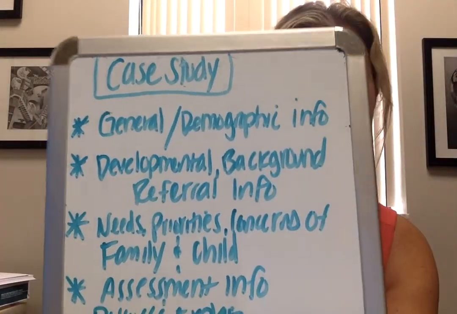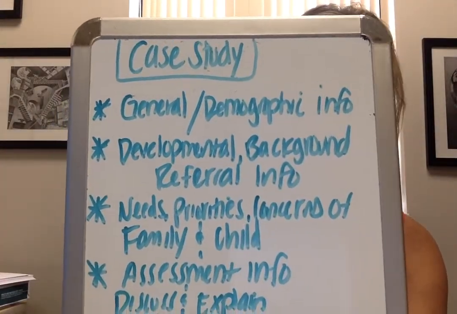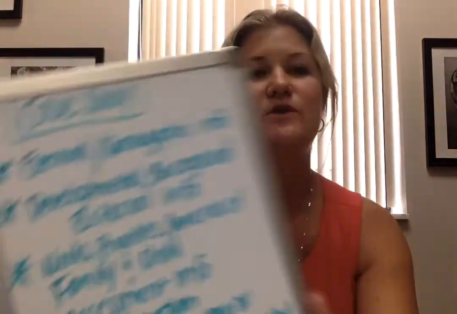Next, you're going to identify the needs, priorities, and concerns of the family and child. So since Matt's so young, we're probably not going to hear about his needs and priorities. I don't know if he's able to articulate that yet, but the family will be speaking for him. So make sure that you are talking about the family's needs. They're going to be discussing things that are important to them, where they need the most help.